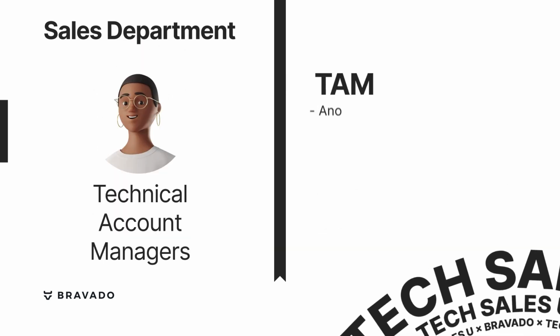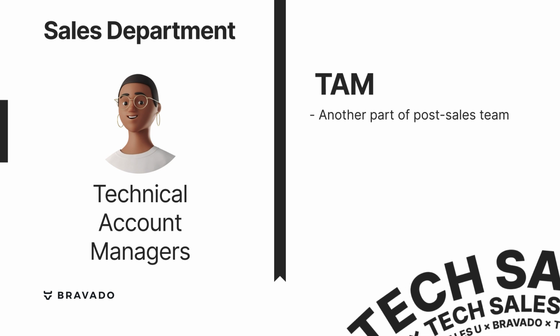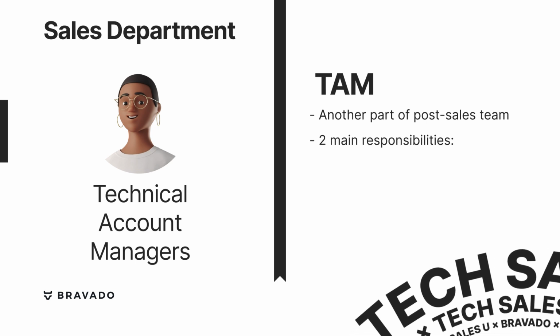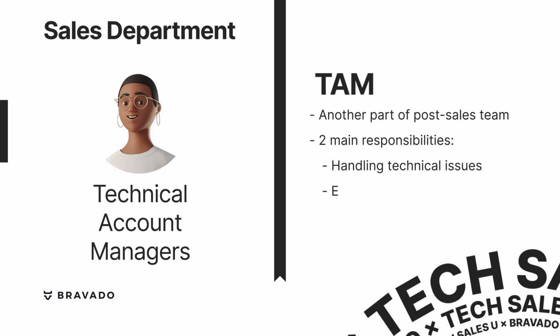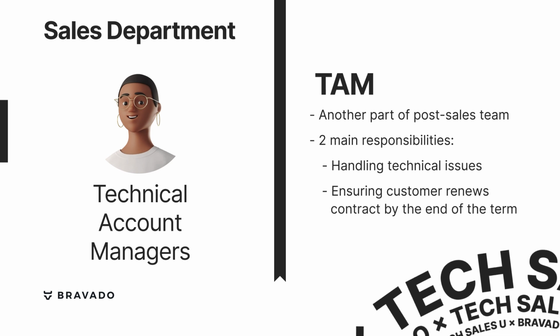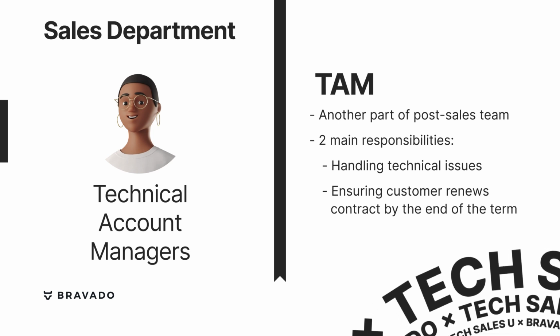Technical account managers. TAMs are another part of the post-sales role and have two main responsibilities: handling technical issues and ensuring that the customer renews their contract by the end of the term. Most software licenses are multi-year contracts, but some customers will only renew on a yearly basis. Let's take a look at a typical deal handoff between the teams.